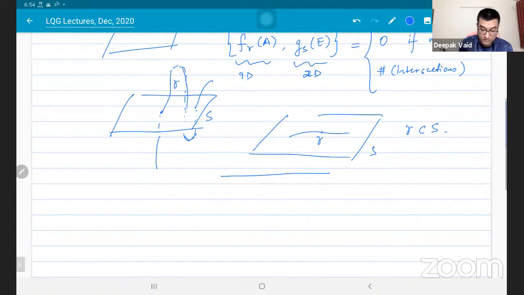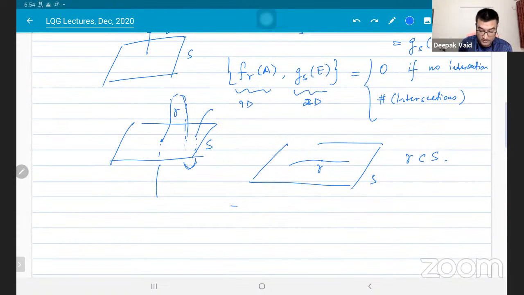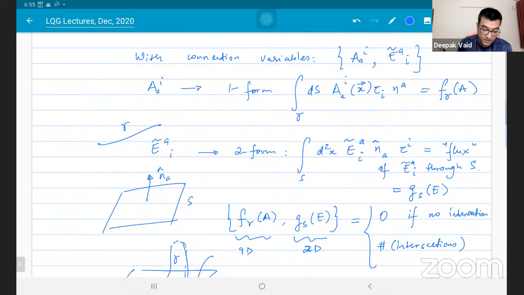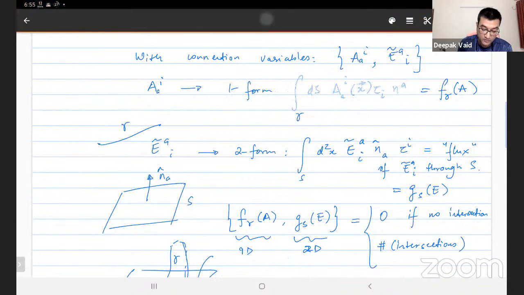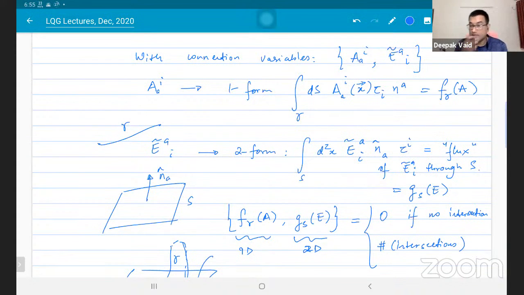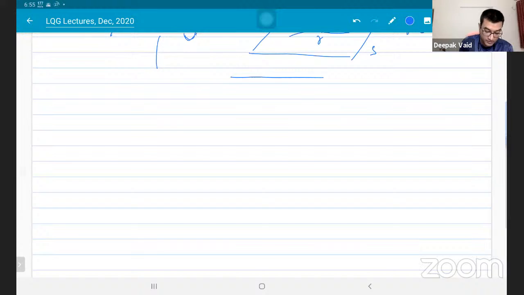Now, this will be the strategy to proceed with the quantization. We will be working with objects that are smeared along one-dimensional lines and along two-dimensional surfaces. And up till this point, we have not done anything which one cannot do in any gauge theory, whether it is Maxwell theory or whether it's Yang-Mills theory, right? So this kind of a quantization procedure, we'll call it loop quantization.